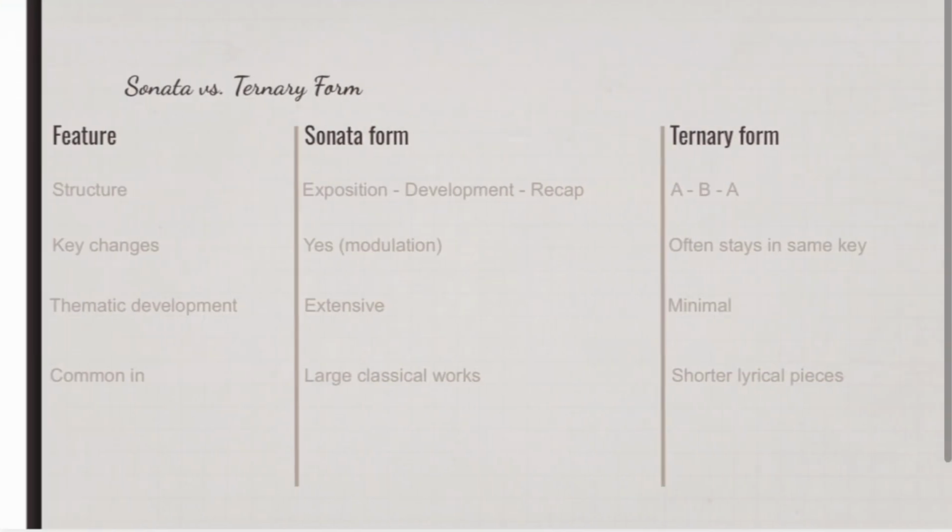It's helpful to compare sonata form to ternary form, or ABA form. Ternary form is simpler. It presents a section A, contrasts it with a B section, then returns to A. Sonata form, on the other hand, involves modulation between keys, develops themes more extensively, and provides a sense of dramatic journey and a resolution. That's why sonata form is used in larger, more dramatic works, while ternary form is more common in shorter lyrical pieces.